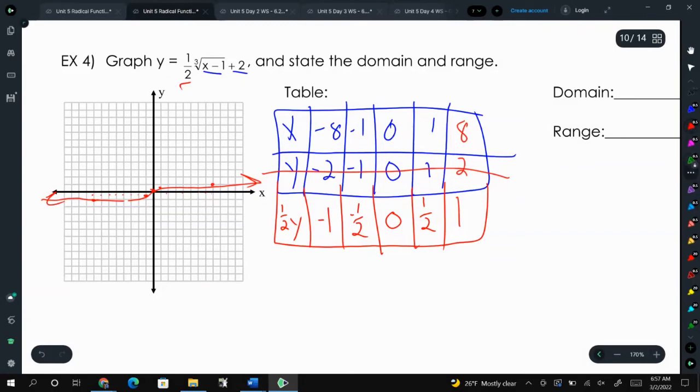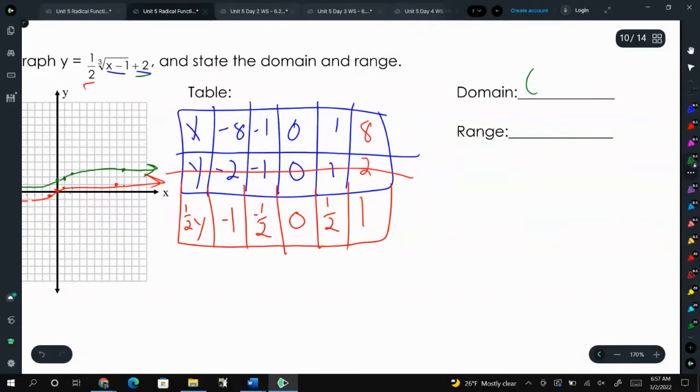Now our translation, since it says -1, we're going to move every point right 1 and up 2. Right 1, up 2. Right 1 and up 2. So that's what our graph will look like. Every point moved right 1 and up 2. And our domain and range, because it is a cube root, is -infinity, infinity for both.